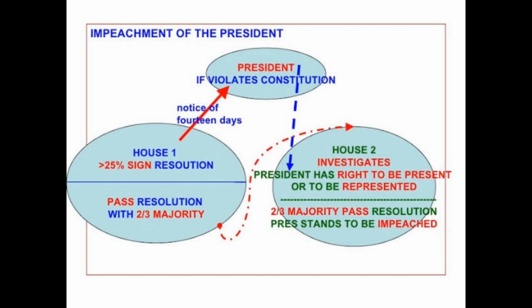And if the house is satisfied with the investigation, and as per the investigation the president is found guilty, and if a two-third majority of the investigating house passes a resolution, then the president stands impeached. And this is about the impeachment of the president.